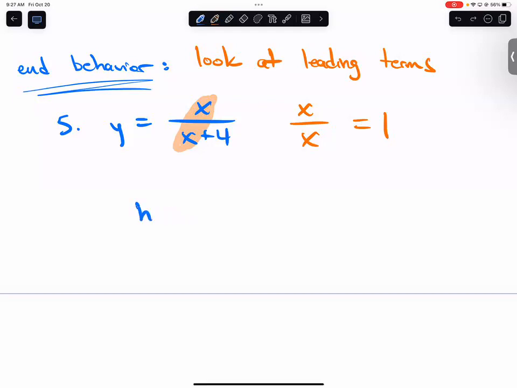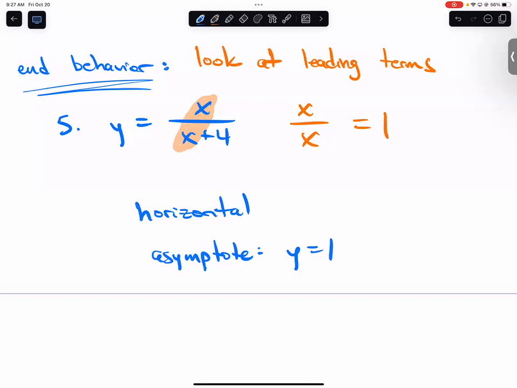Oh, I'll actually write it this time. This has a horizontal asymptote, which I'm going to start abbreviating because it's too much to write, at y equals 1. Everybody see how that works?